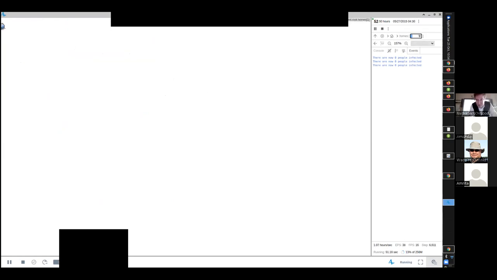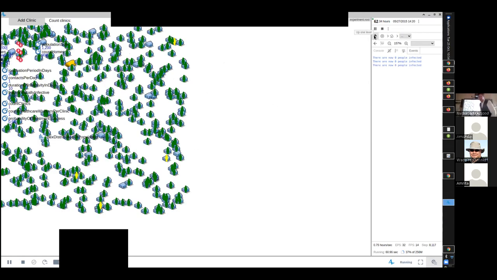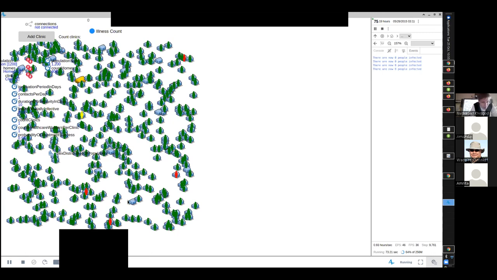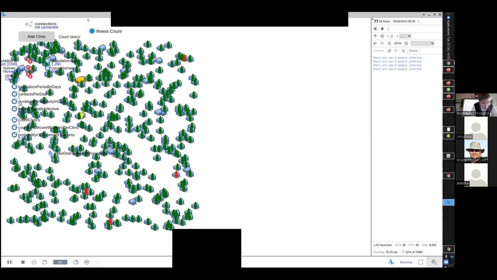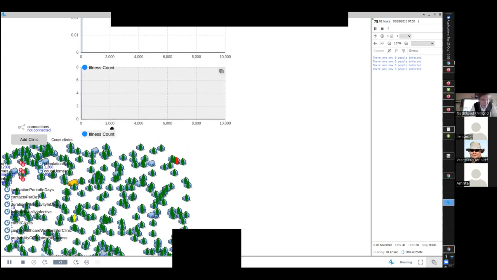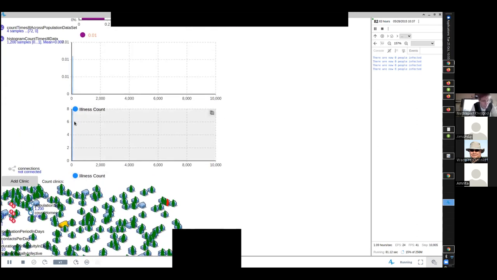Home 1. And each of them has some number of connections. Wow, that is one heck of a home. It's more like a congregate living location. Okay, so we have people in homes, and we have one clinic in the town. And some of these people have now turned infectious, and they can start to spread infection. And so the count of infected people is rising here ominously.